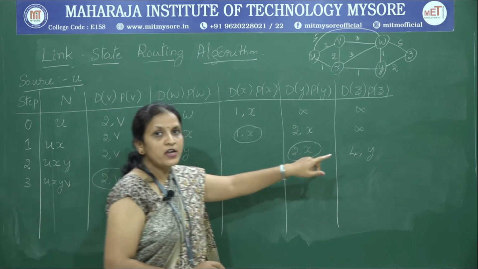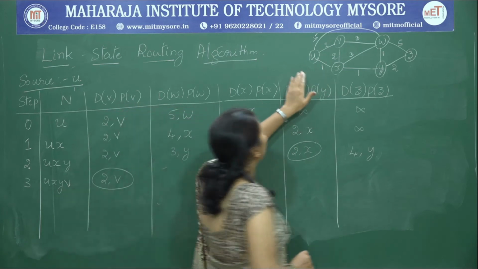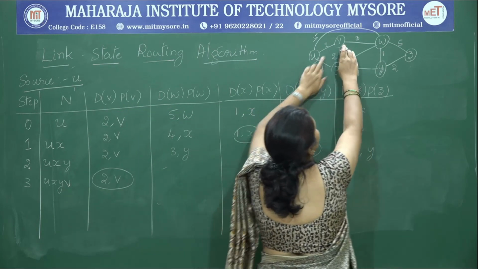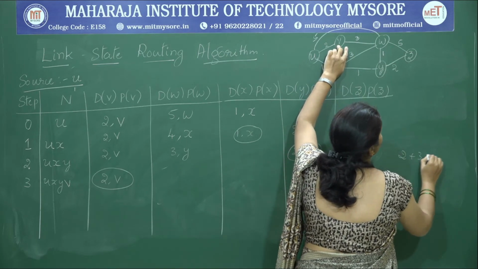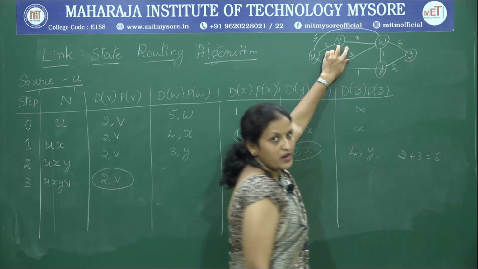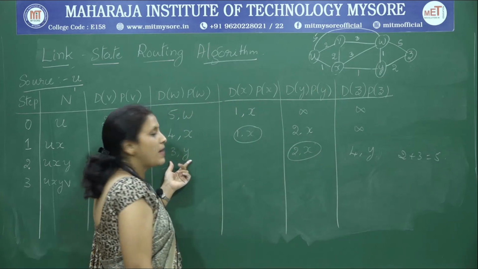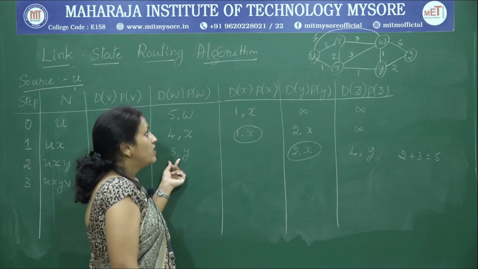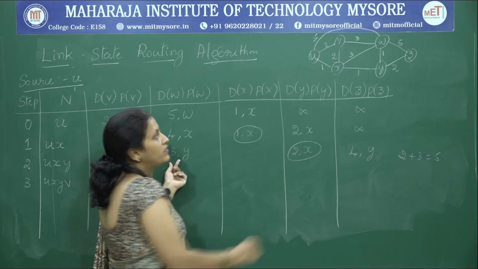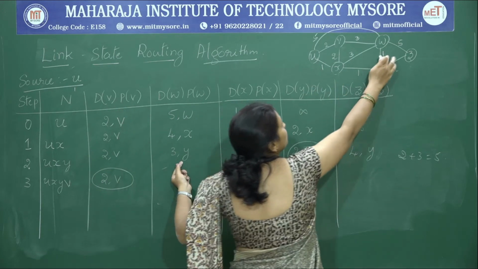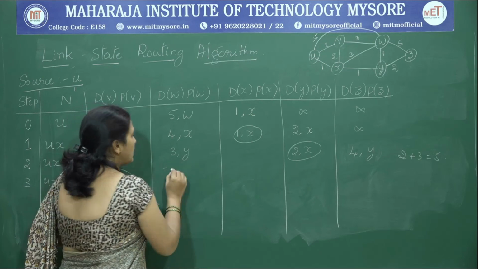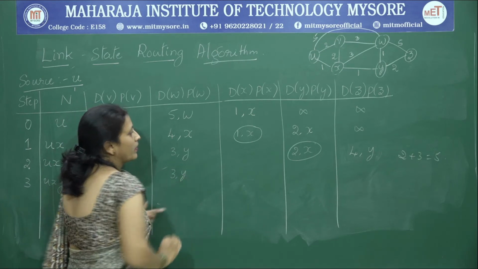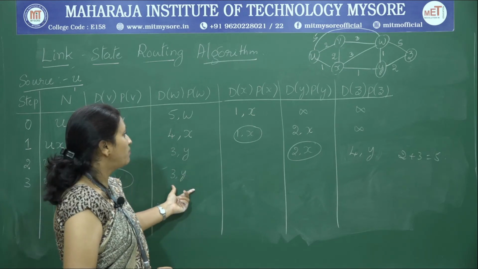Is there any other way to reach W through V? Yes. From U to V we have 2, from V to W we have 3. That is 2 plus 3, which is equal to 5, right? But we already have a path with the cost 3 if we pass through Y, that is 1 plus 1, 2, 2 plus 1, 3. So, we are going to retain the lesser cost path for W.